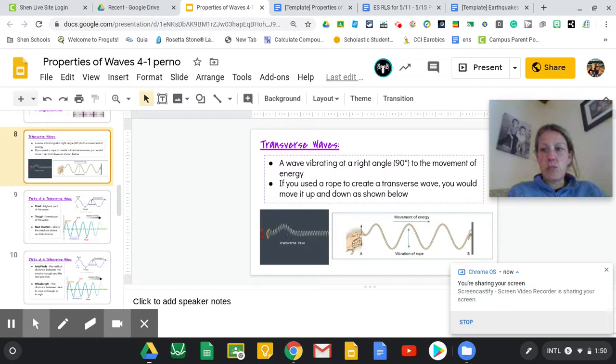So last week you needed to do a web quest that looked at the difference between transverse waves and longitudinal waves. I did post an answer key, so make sure you're checking your answers and not just looking at the answer key. Make sure you're doing your work.